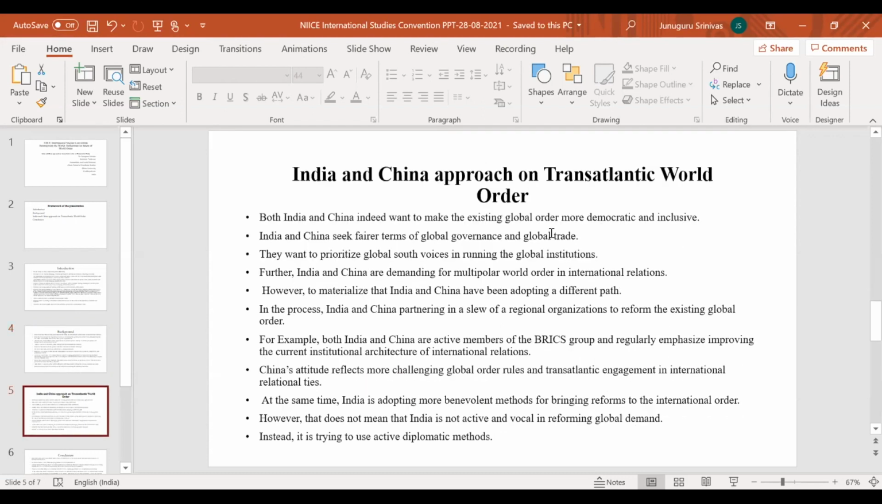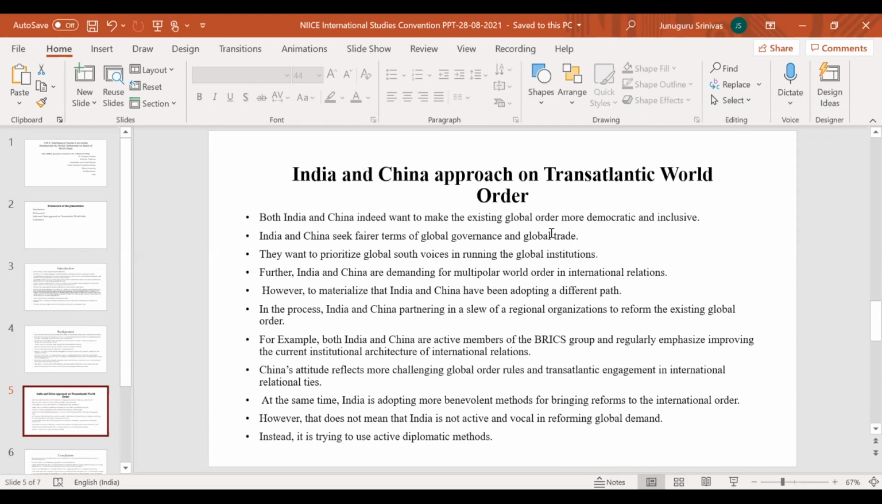So, India and China approach on transatlantic world order. Both India and China indeed want to make the existing global order more democratic and inclusive. India and China see it in terms of global governance and global trade. They want to prioritize the global south while running the global institutions. Further, India and China are demanding a multipolar world order in international relations. However, to materialize that, India and China have been adopting different paths. In the process, India and China are partnering in a slew of regional organizations to reform the existing global order.